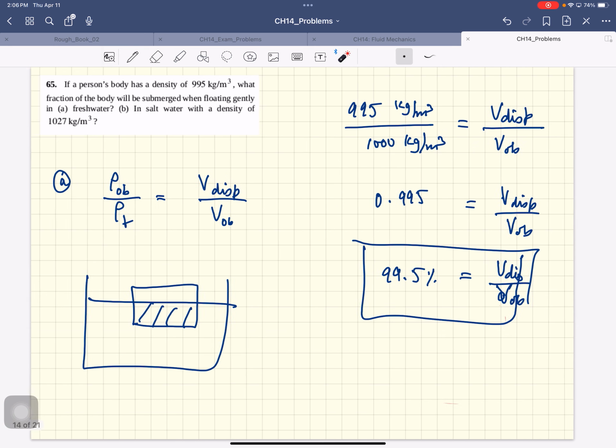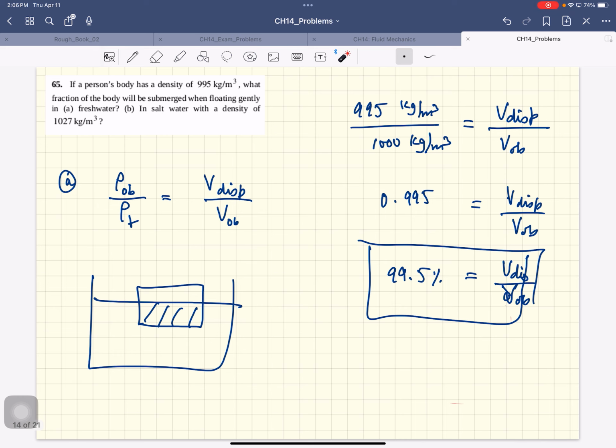What prefix is that for the first measure of density? Density of object divided by density of fluid. Thank you. That makes more sense. All right, so I'll add a J. How's that?